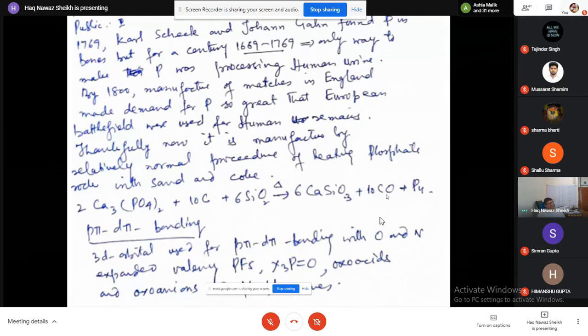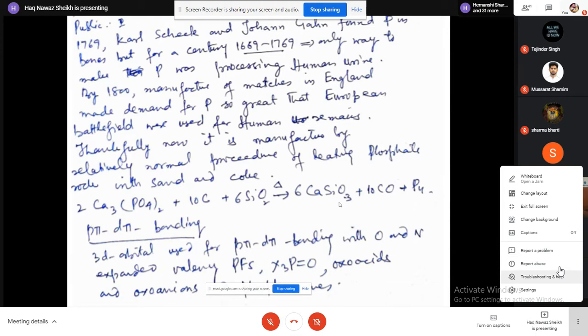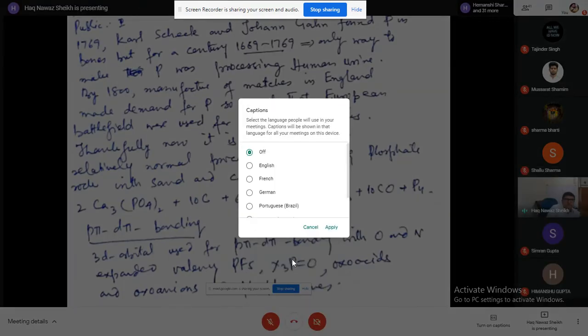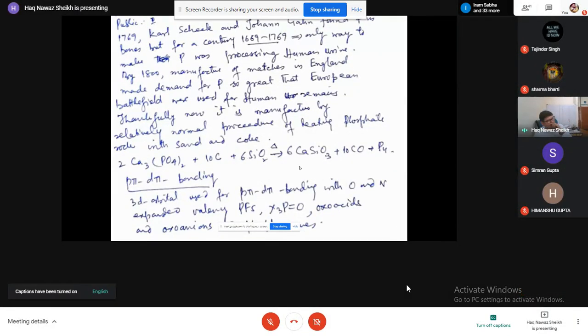Elemental phosphorus generally appears in three allotropes: one is white phosphorus, then red phosphorus, and then black phosphorus. White phosphorus is highly reactive. It reacts violently with air and moisture and generates flame, and it's also highly poisonous. Therefore, to avoid this reaction, it is stored underwater to avoid contact with air.